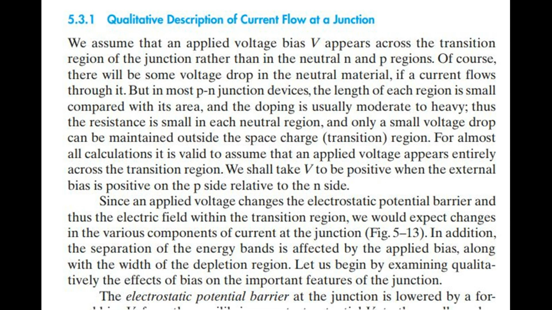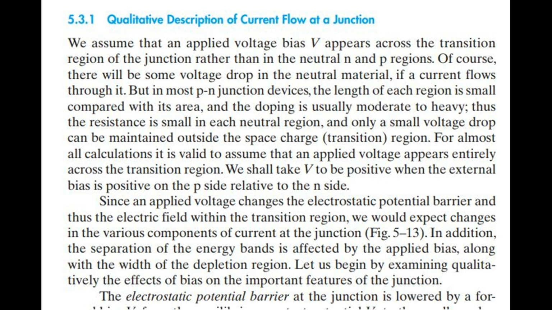We assume that an applied voltage bias V appears across the transition region of the junction rather than in the neutral N and P regions. Of course, there will be some voltage drop in the neutral material, if a current flows through it. But in most p-n junction devices, the length of each region is small compared with its area, and the doping is usually moderate to heavy, thus the resistance is small in each neutral region, and only a small voltage drop can be maintained outside the space charge, transition, region.